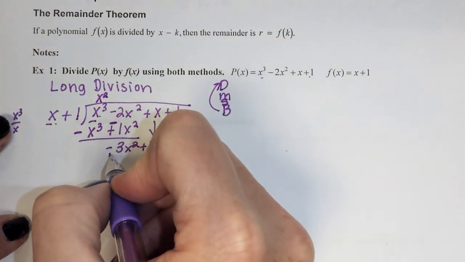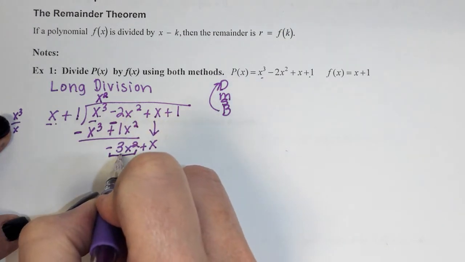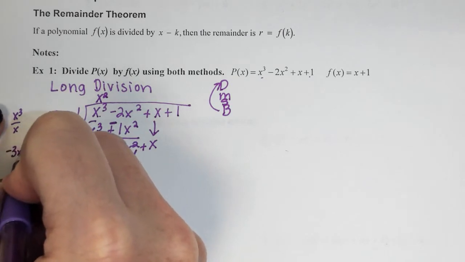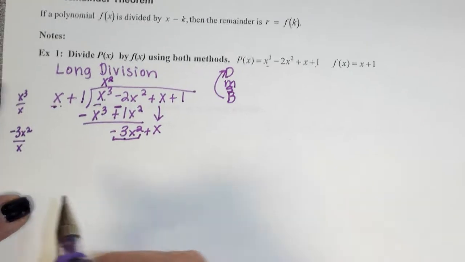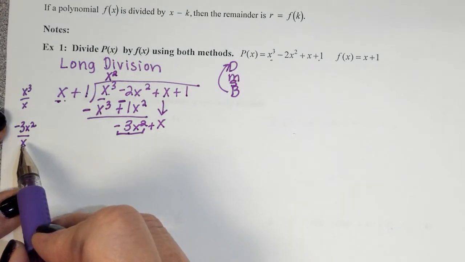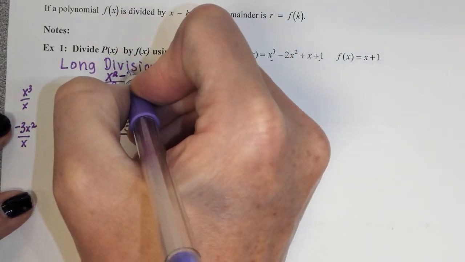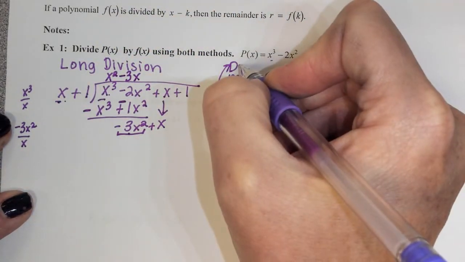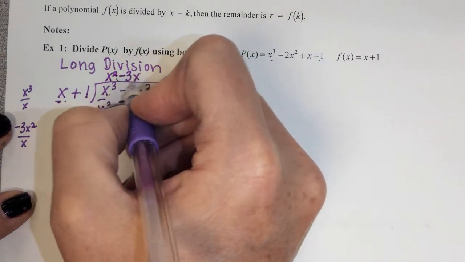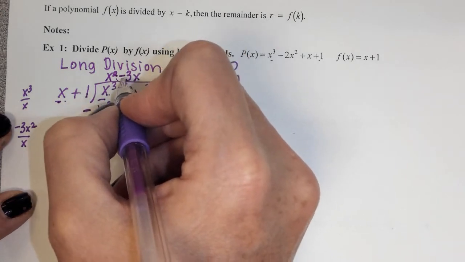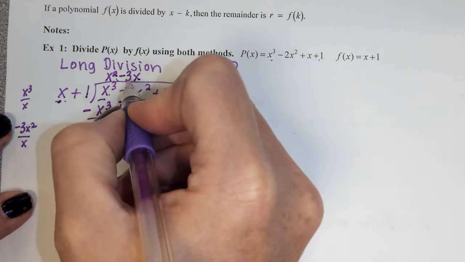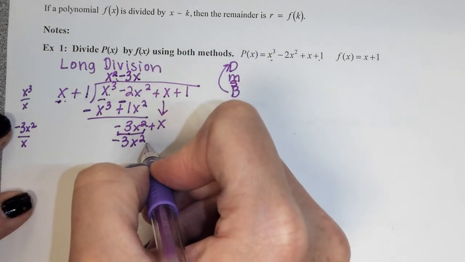So I'm going to look here. I have to divide this first term by this first term. So I have to do negative 3x squared divided by x. What is that? Negative 3x squared divided by x. Negative 3x. So that's going to go up here. So now I've divided. So now I have to multiply. I only multiply what I just put up there. So this is what I just put up there. So I have to do negative 3x times x. I have to do negative 3x times 1.